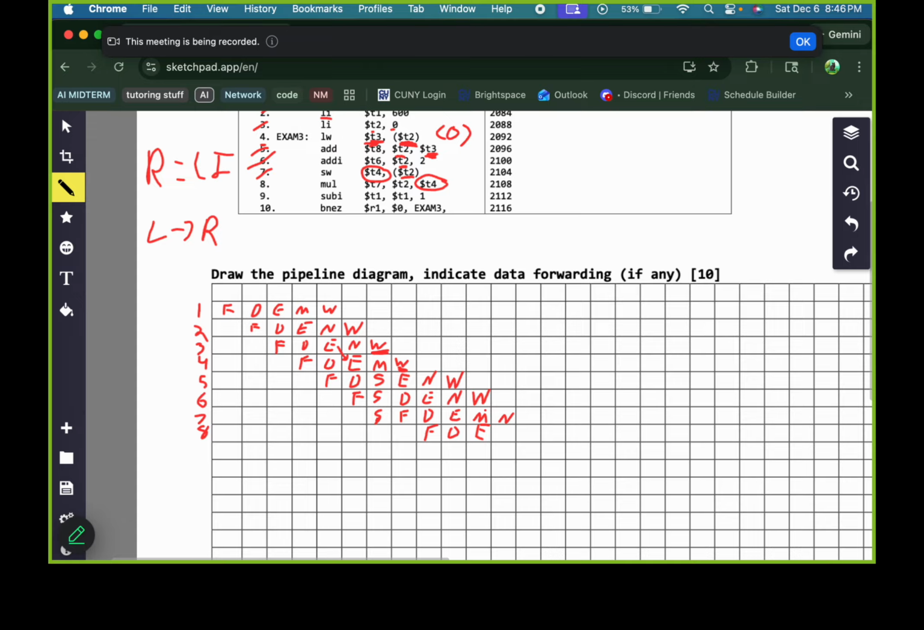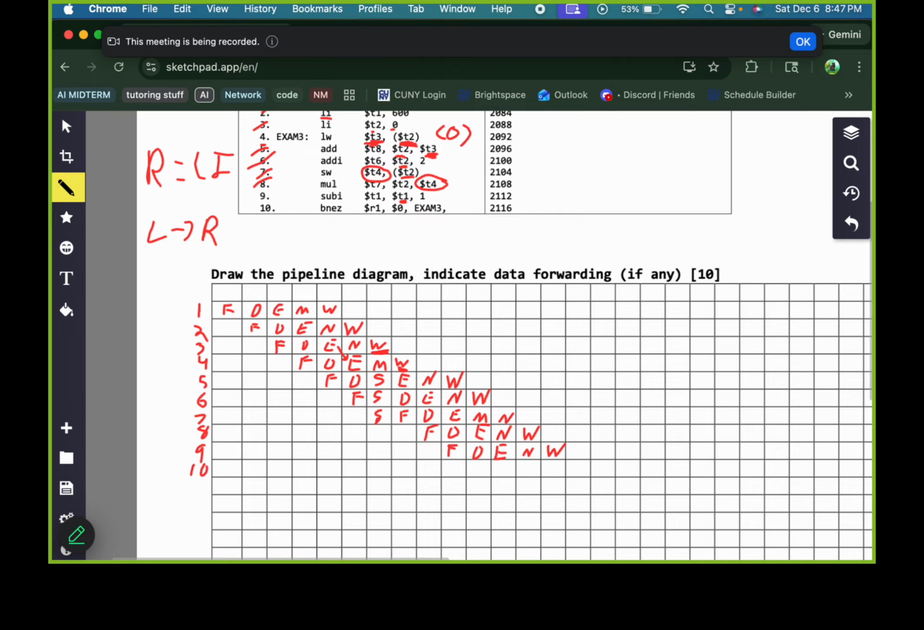So now we do fetch, decode, exec. This is an R type, so we want to do no ops and then write back. Instruction 9. Now we do subtract. This is another R type. Fetch, decode. Do we have dependencies? T1 has not been overridden since long ago, so proceed: fetch, decode, exec, no ops, write back.